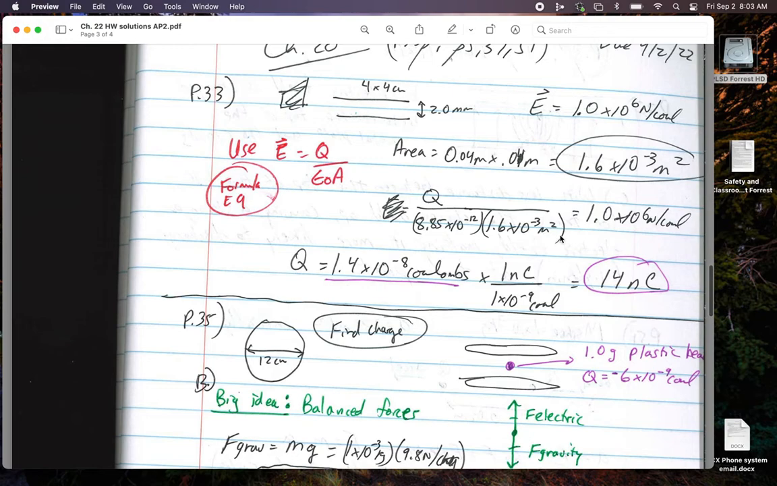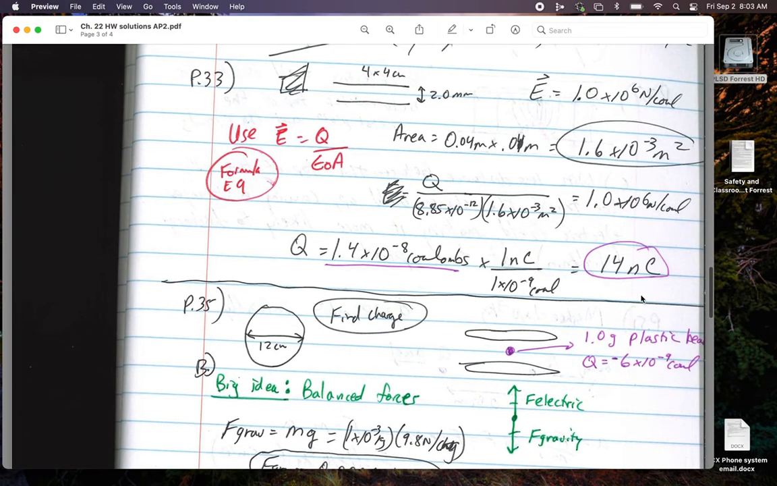So just rearranging that, solving for Q, I get 1.4 times 10 to the negative 8th coulombs. It's around 14 nanocoulombs. I don't remember if they asked for it. Oh, yep, they did ask for it in nanocoulombs. So I do it in standard units first and then convert.